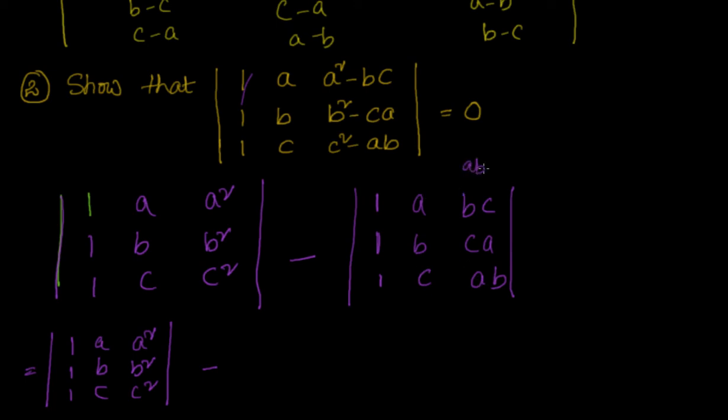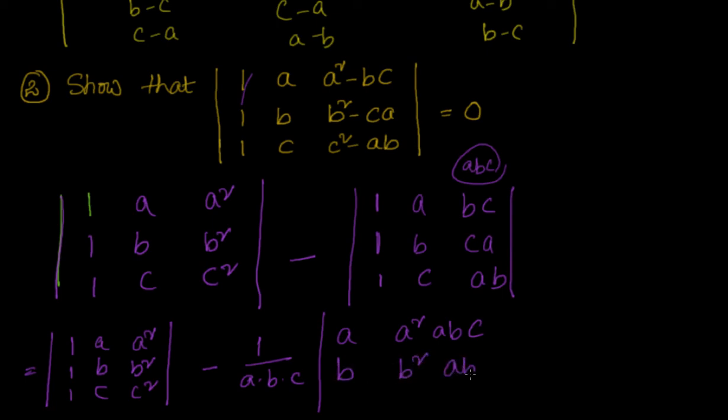You remember, whenever you see it like this, you can make them as ABC by multiplying with A and B and C respective rows. So first row, if I multiply, I'll have A square ABC. If I multiply second row with B, I will have B square ABC. Third row, I will have C square ABC.